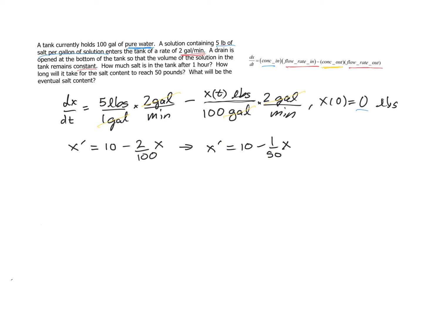So our first step, of course, is to add the 1 over 50 x to both sides. So when we do that, we're going to have x prime plus 1 over 50 times x is equal to the number 10. Okay, so now we need to find our integrating factor, which is going to be mu of t is equal to e to the integral of 1 over 50 with respect to t, which is just simply e to the 1 over 50 times t.